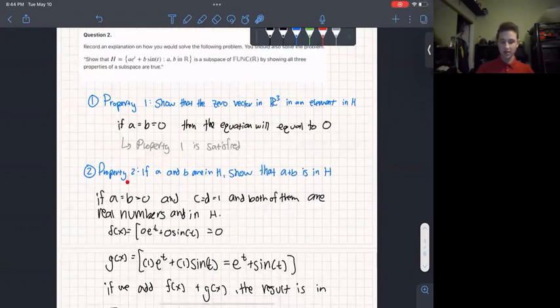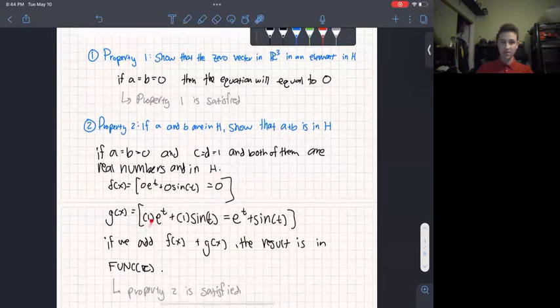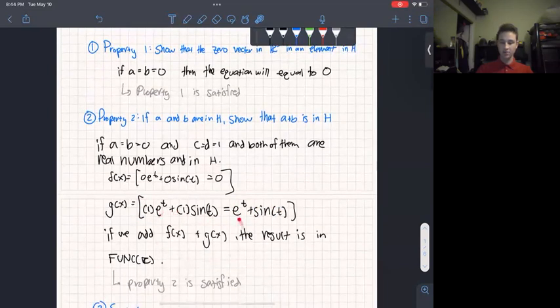Now property 2. If f and g are in H, show that f plus g is in H. If A equals B equals 0 and C equals D equals 1, and both of them are real numbers in H, you can have f of x, which has A and B, both equal to 0, so it spits out 0. And g of x, which has C and D equal to 1, so g of x is equal to e to the t plus sine t. If we add f of x plus g of x, the result will still be in func_R. Therefore, property 2 is satisfied.